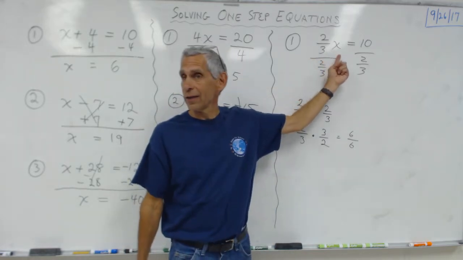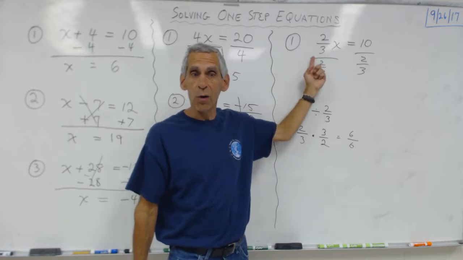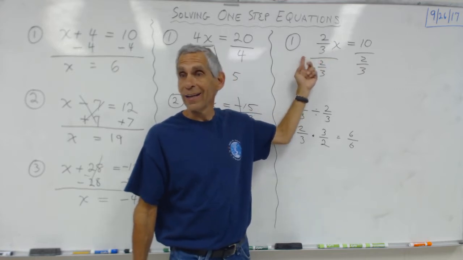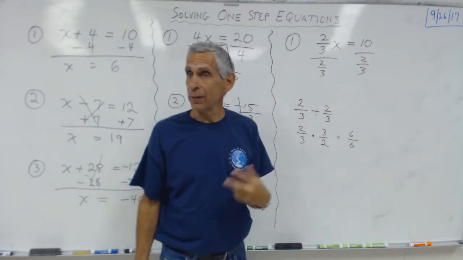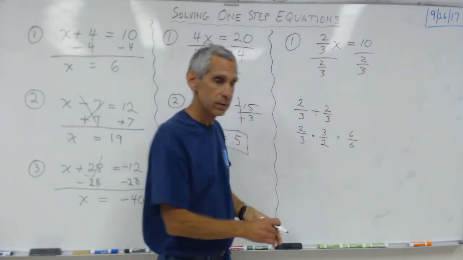I want to say 1x. I don't want to say 2/3 x. So I want to multiply 2/3 by its reciprocal so that it becomes 1. Does that make sense? Yes, Sienna.